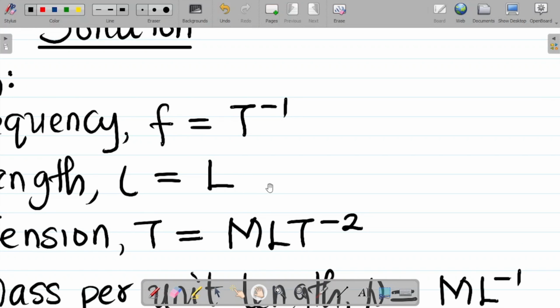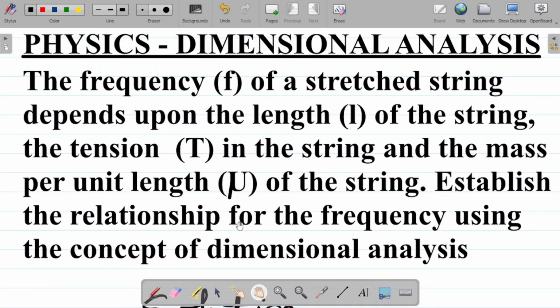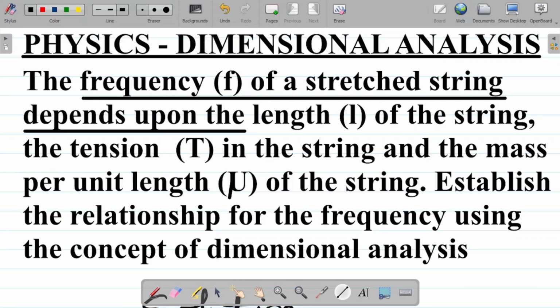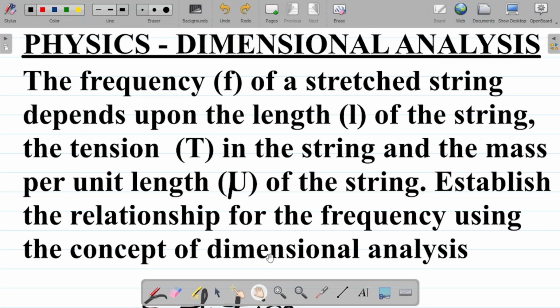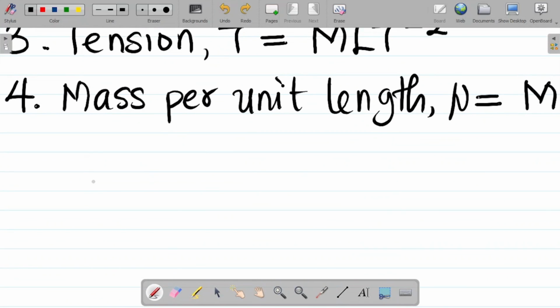The second task when it comes to dimensional analysis is to look out for the parameter that depends on the other parameters. Looking at this question, it says that the frequency of a stretched string depends upon the other quantities. So it is frequency that is depending on the other parameters. That particular parameter, we'll take out here. So it becomes frequency, small f, depending.